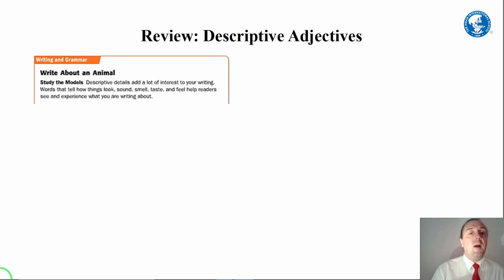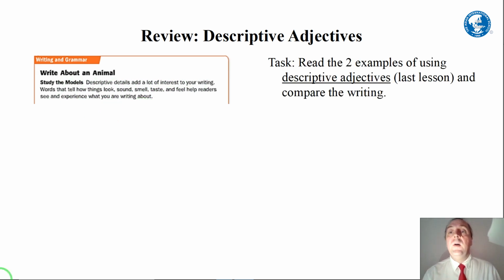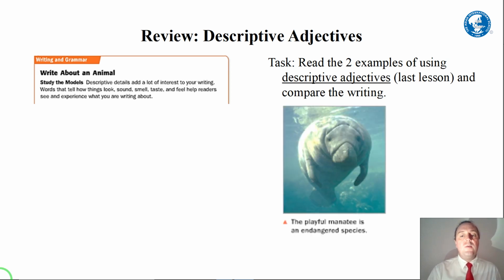Okay. So, writing about an animal using descriptive adjectives. Descriptive details add a lot of interest to your writing. Words that tell how things look, sound, smell, taste, and feel help readers see and experience what you are writing about. So read the two examples of using descriptive adjectives. We talked about descriptive adjectives in our last lesson, and then compare the writing.